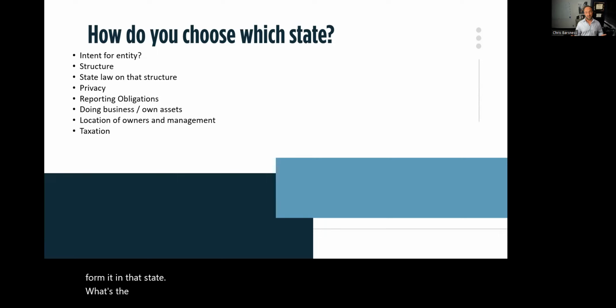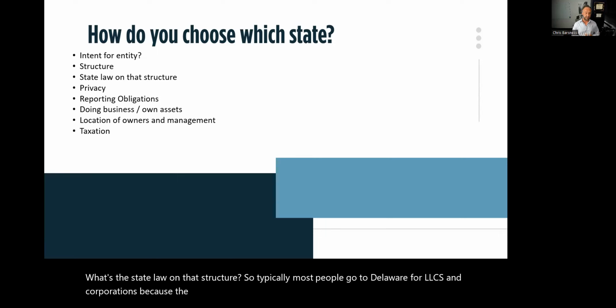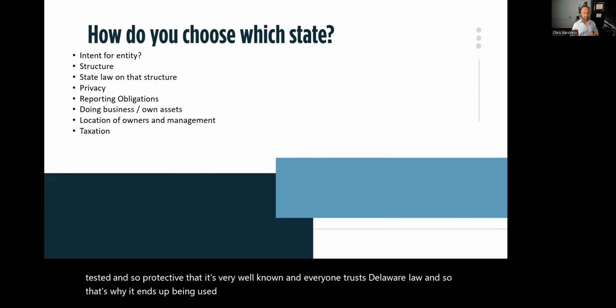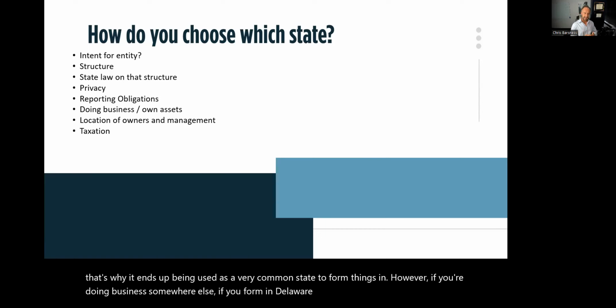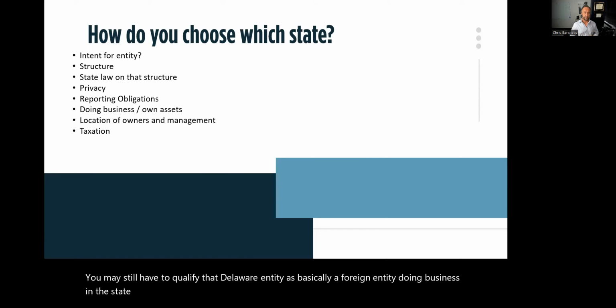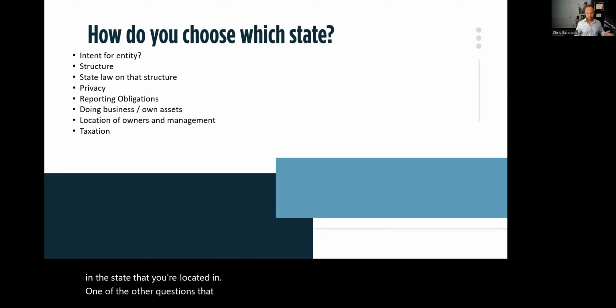What's the state law on that structure? So typically most people go to Delaware for LLCs and corporations because the corporate law in Delaware has been around for so long and so tested and so protective that it's very well known and everyone trusts Delaware law. So that's why it ends up being used as a very common state to form things in. However, if you're doing business somewhere else, if you form in Delaware and you're doing business in Texas, you may still have to qualify that Delaware entity as basically a foreign entity doing business in the state that you're located in.